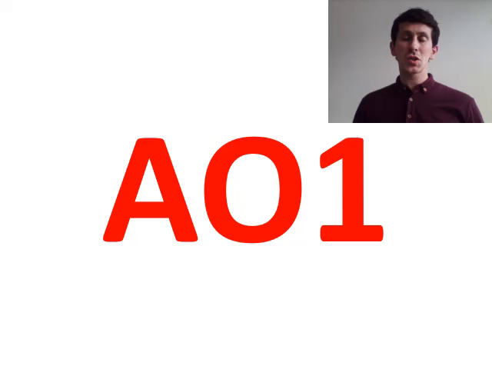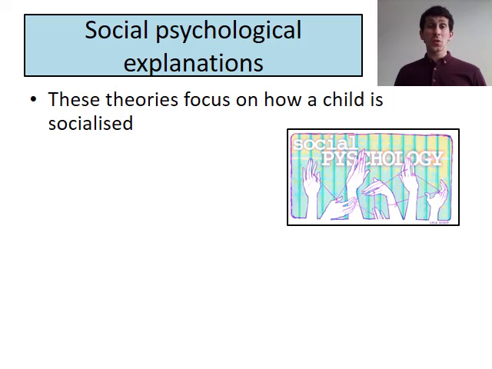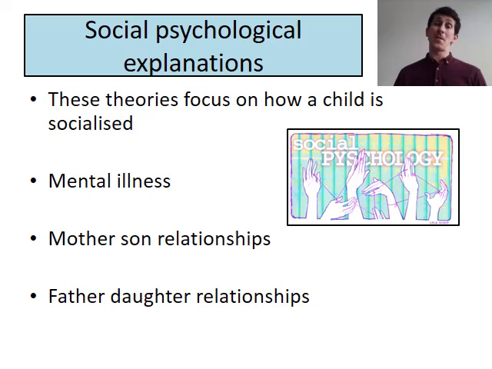We're now going to look at the AO1 for the social psychological explanation. Within the social psychological explanation, we've got different theories, okay? And they all focus on how a child is socialized and brought up in their environment. So the ones we're going to look at are whether it's a mental illness, mother-son relationships, and father-daughter relationships. So they're the three things we're going to have a look at.